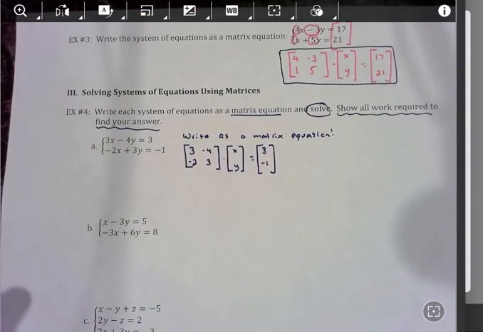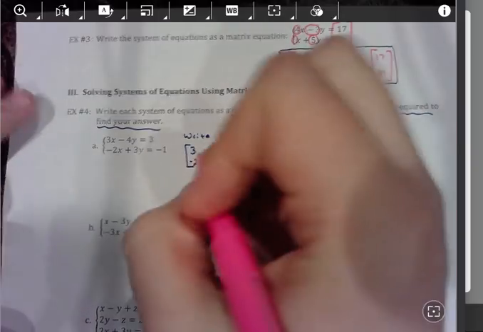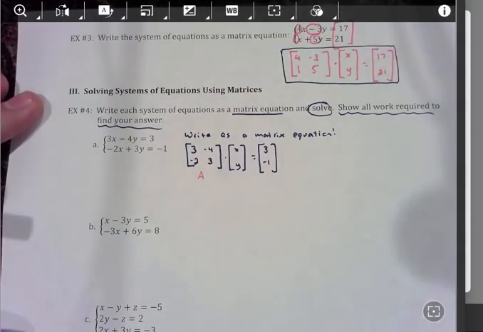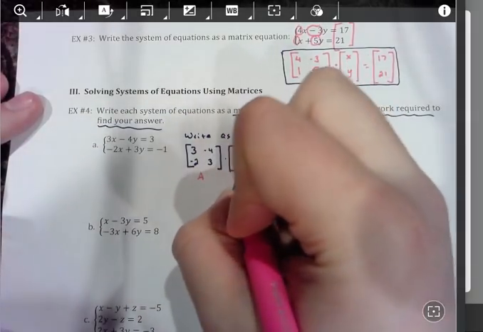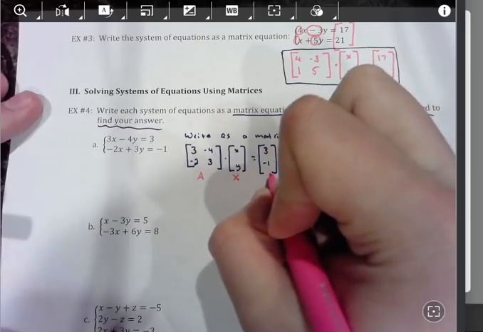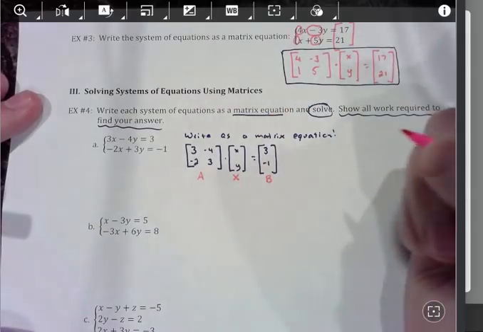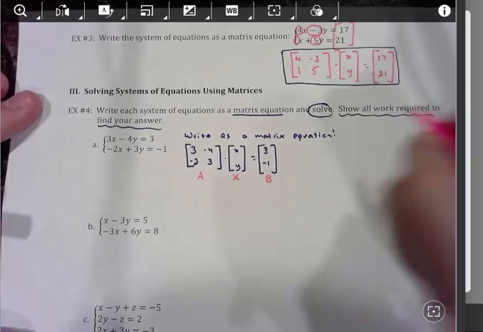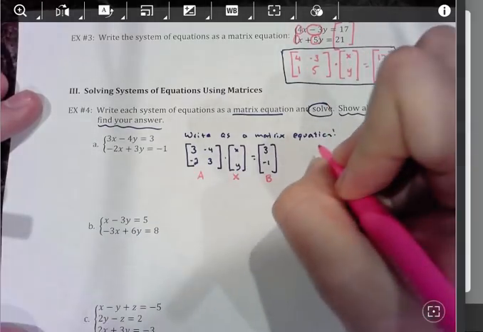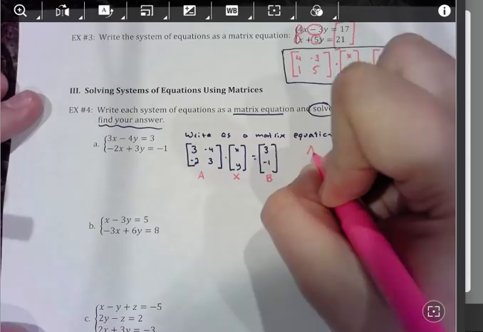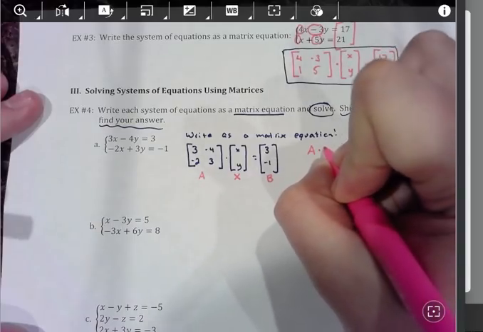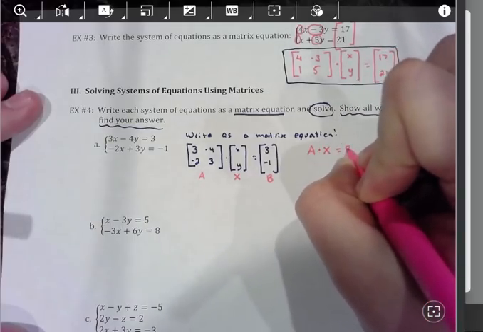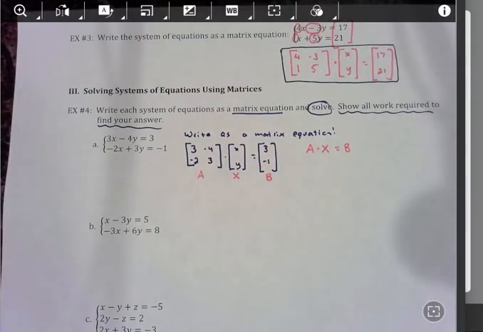Do you like how my matrices get slightly taller as I go along? Anyway, here's what I'm going to do. I'm going to label these matrices. My first matrix, that 2 by 2, I'll call matrix A. That one with my variables, I'll just call matrix X. And then this other one over here, I'll call matrix B. So really what I have here, and this is the work that I'm talking about, is that right now my equation is that matrix A times matrix X equals matrix B, right?